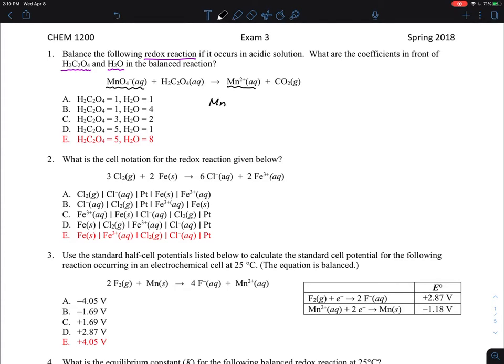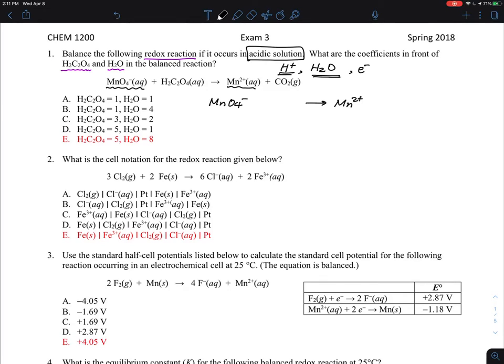MnO4 minus becomes Mn2 plus. Okay, so what do you do? This is in acidic solution. Remember, this is practice from Chem 1. Acidic solution means you are allowed to use H plus and H2O. The sequence is you balance the oxygen using water, then balance the hydrogen with H plus, and then at the end you balance the charges using the electrons.